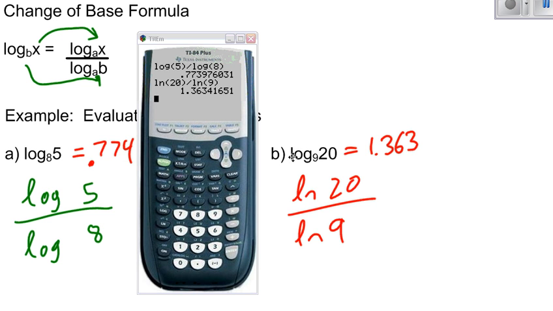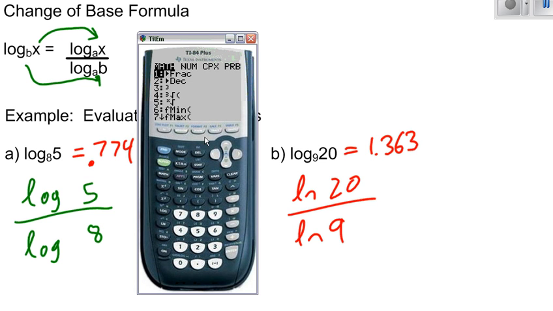Now, most calculators only have natural log and log. If you have the newest version of the TI-84, there's actually a way to do log base anything you want. To get to that, it's in the Math menu. So you go to Math, and then scroll down or up as a shortcut, all the way down to option A, log base. And then it allows you to put in both. So we can put in the 8 and the 5 for our first example here. And you see we get the same answer.